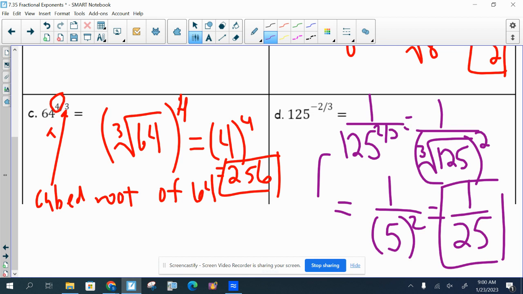Any questions so far? Okay, I will let you try the next ones. Convert it to radical form, then simplify. And remember that if it has a negative exponent, it is going to be a fraction. I'll give you 2 minutes.